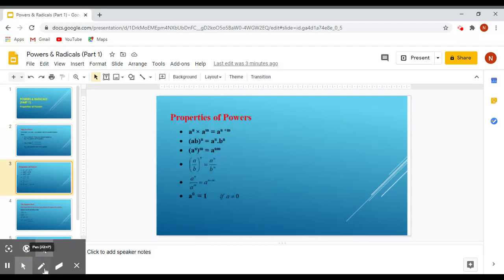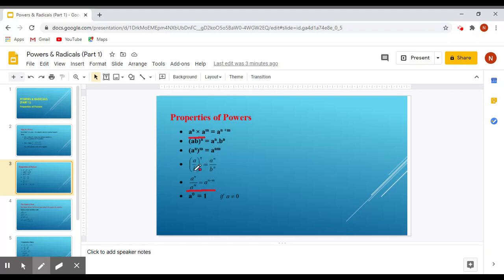Now, properties of powers. Again, this is also a revision. We know if in multiplication, if we have the same base, we add the powers. In division, if we have the same base, we subtract the powers. If we have a times b raised to a certain power n, then we distribute the powers. So we will have a to the n, b to the n.